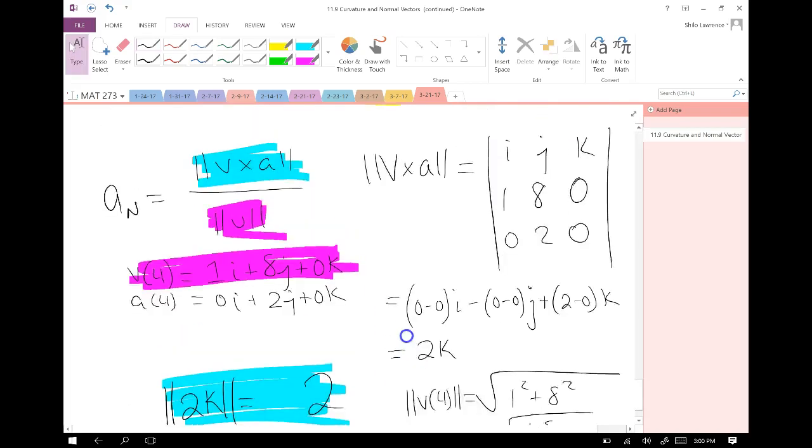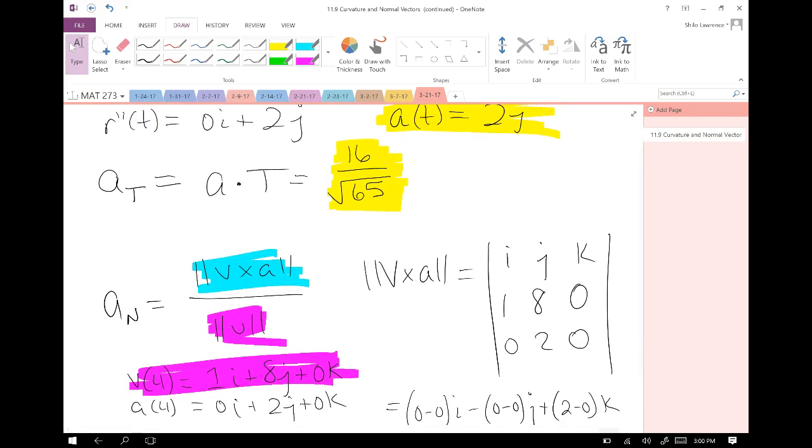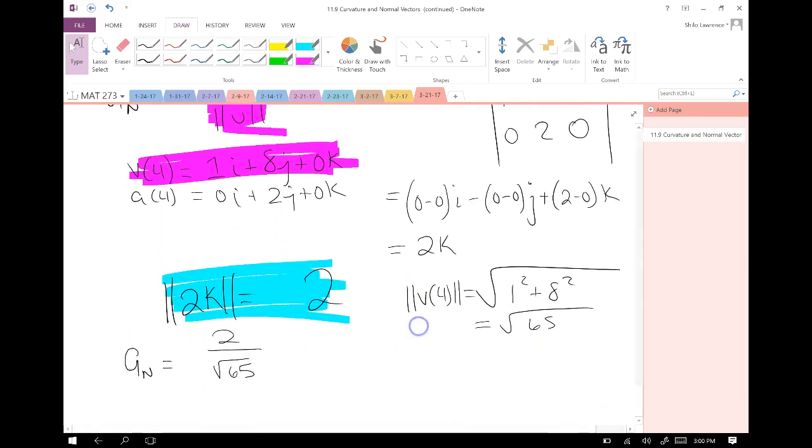Is that the exact same thing we got for the other one? No, the other one was 16. So a sub t is 16 over radical 65. A sub n is 2 over radical 65. So much more of our acceleration is going towards changing our speed right now than changing our direction. 8 times more is going towards changing our speed than is changing our direction.